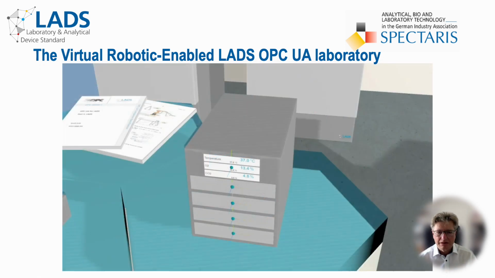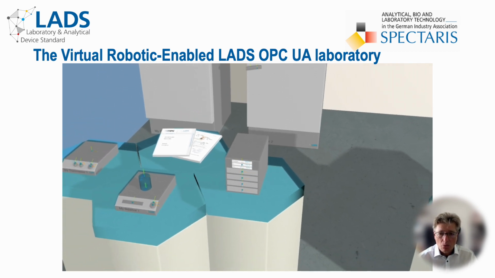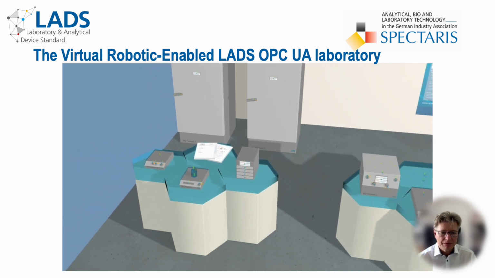Here we are in the virtual Let's OPC UA robotic laboratory. As you can see, the companion specifications for Let's OPC UA and relative spatial locations are placed on the benches. So let's zoom out and look around at what we can find in this lab.